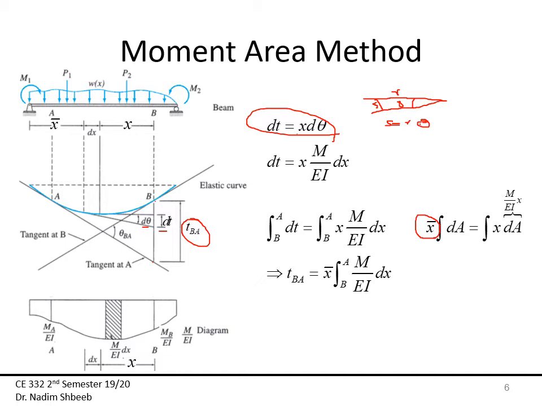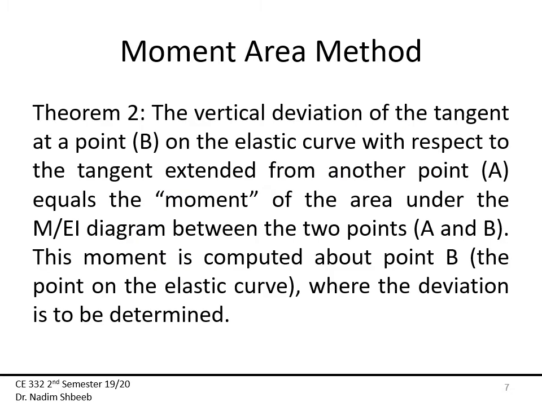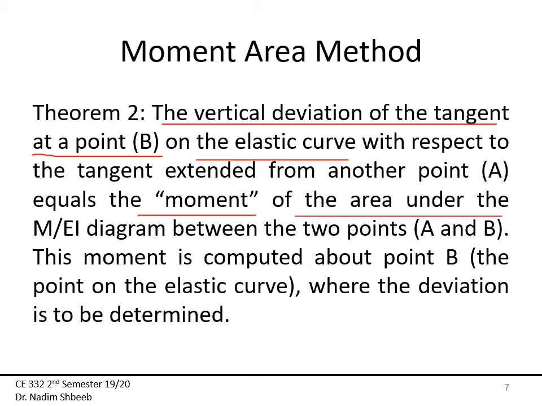Again, this means the distance at B measured from the tangent at A is equal to the moment of the area about point B. So stating that, theorem 2: the vertical deviation of the tangent at a point B on the elastic curve, so it has to be on the elastic curve, with respect to the tangent extended from another point, let's say A, equals the moment of the area under the M over EI diagram between the two points A and B. This moment is computed about point B, the point on the elastic curve where the deviation is to be determined.